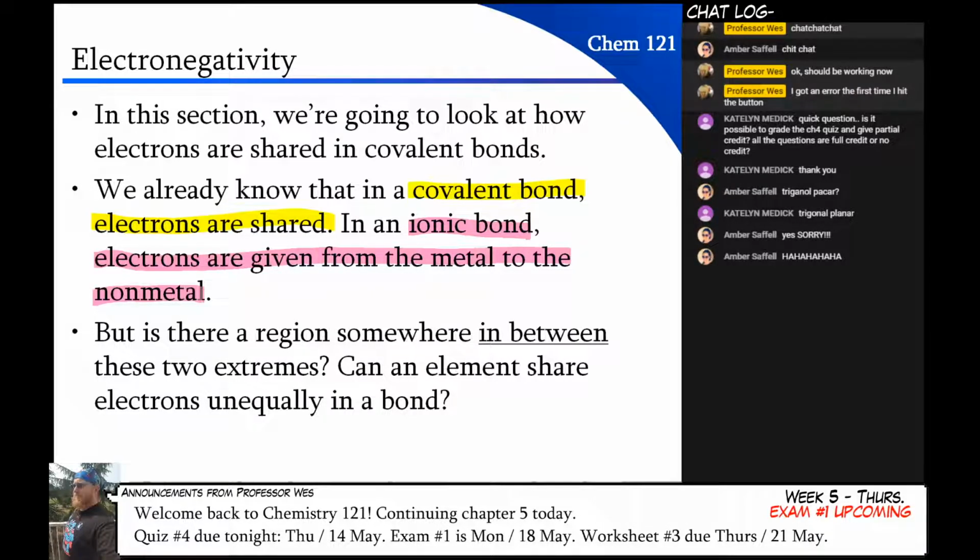But it turns out that there is a region within those two extremes. Maybe the electrons are shared, but only part of the time. Maybe one atom wants to keep the electrons closer to it than its partner, because it has a stronger attraction to those electrons. And so the question comes up, can we share electrons unequally? And it turns out the answer to that is sure. It depends on what's involved in the bond. So let's look at two examples.